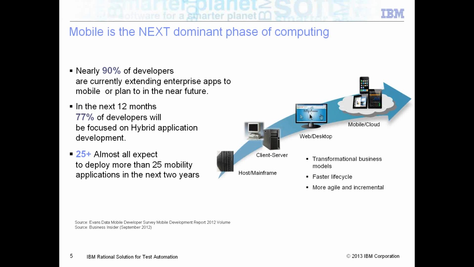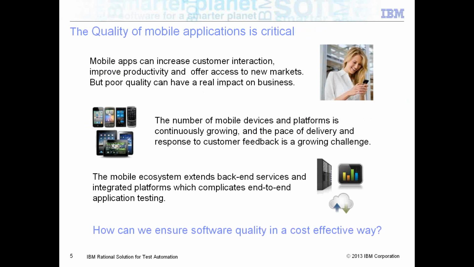The other report is that almost 77% of developers will be focused on hybrid applications. In mobile application development itself, there are native applications, hybrid applications, and web applications. The easy way to get a mobile application is to create a hybrid application, and most of the development is happening in hybrid applications. It is also saying that almost all expect to deploy more than 25 mobile applications in the next 2 years. I would say it may be more than 25 mobile applications. This is just some of the surveys and reports.